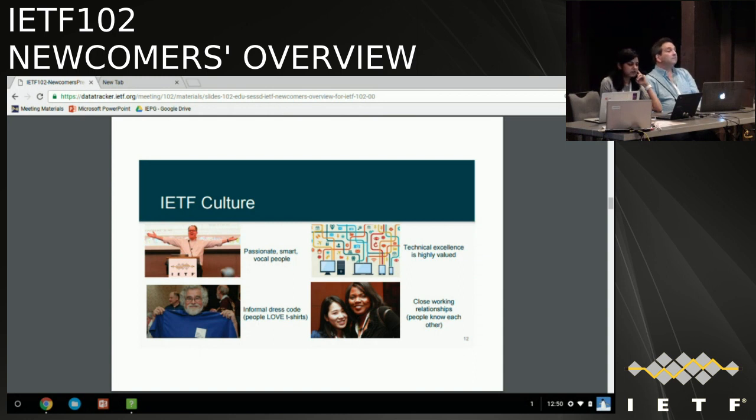Okay, so IETF culture. The people here are a self-selected group of highly diverse people, and diversity is important because we believe that diverse people are more likely to make better decisions. But also these people are very, very passionate. They are highly efficient, effective, motivated, smart, and they have very, very strong opinions.